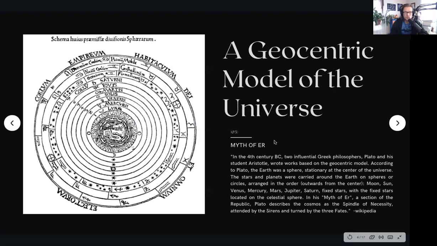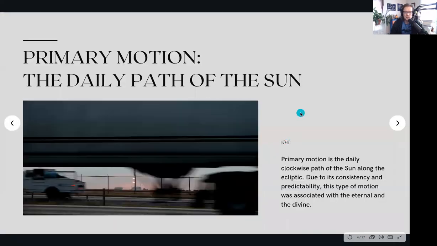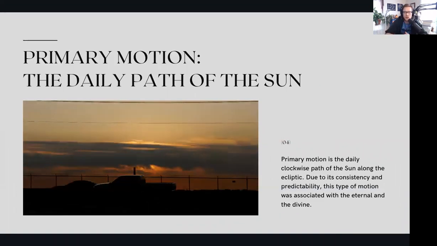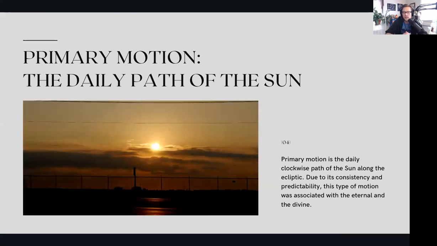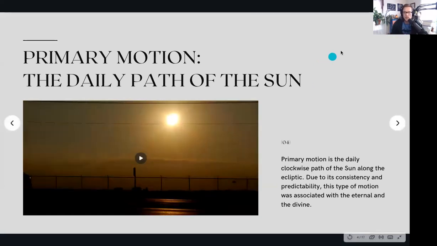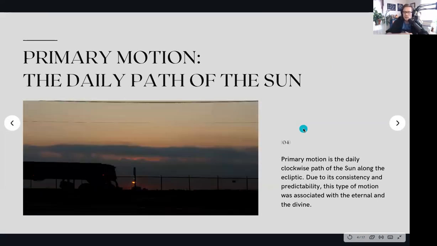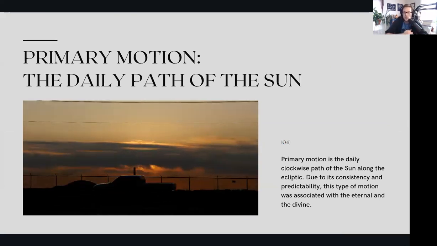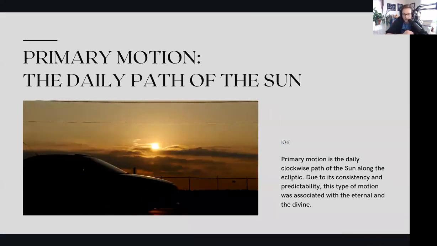All right, let's move forward. Now, this is a picture of the sun rising in the east, culminating in the south, and eventually it will set in the west. And this is describing primary motion, aka the daily path of the sun. So the daily path of the sun is one where we are going in clockwise motion with the sun along the ecliptic. And I'll describe what the ecliptic is in a second. But due to its consistency and predictability, this type of motion was associated with the eternal and the divine.